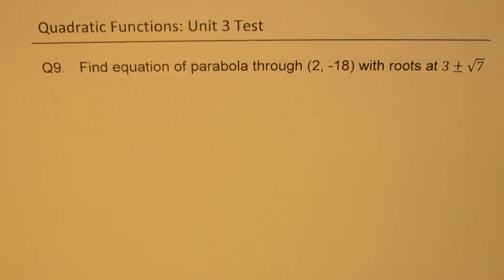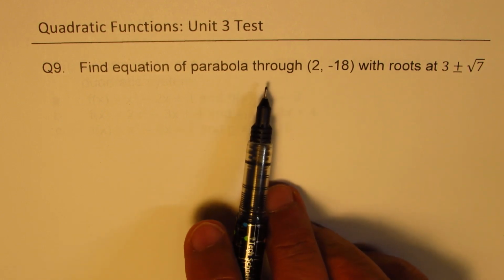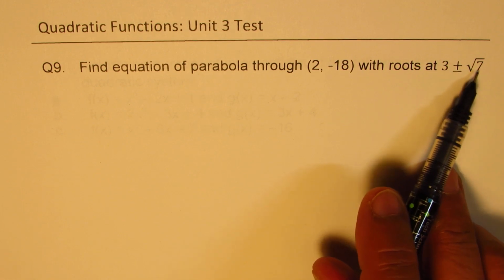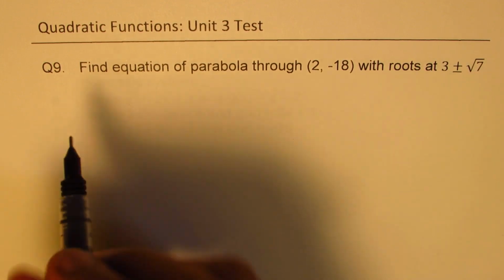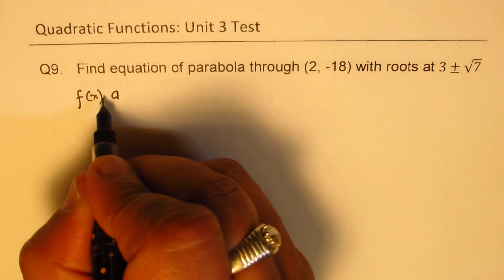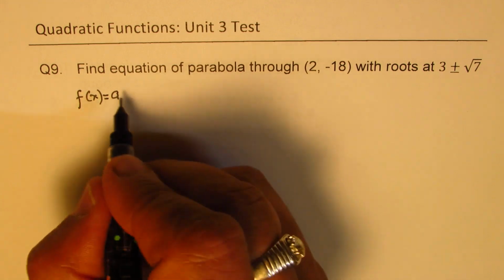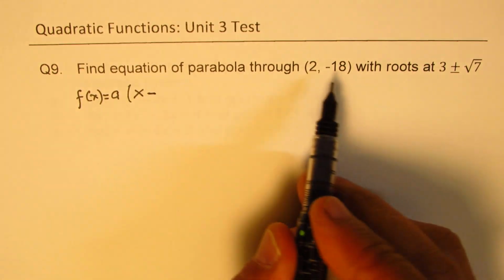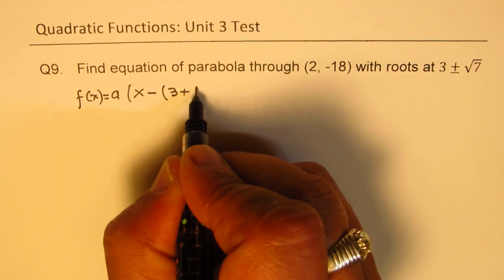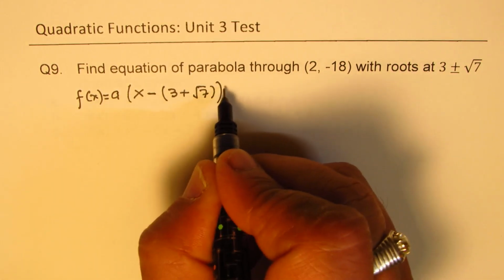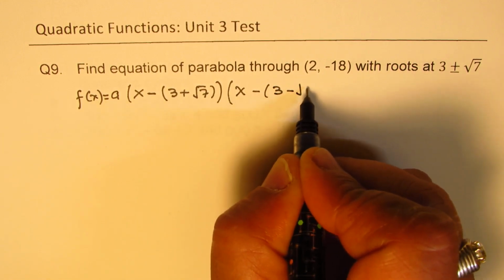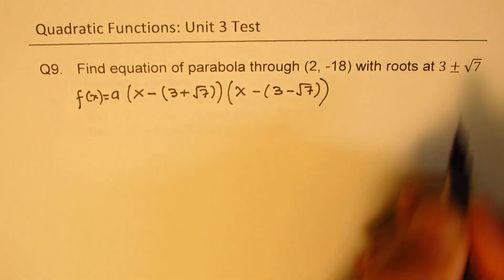Question number 9. Find the equation of a parabola which passes through this point and the roots are 3 plus minus square root 7. Now this becomes slightly difficult. So in this case, we'll still use the same equation, f of x equals a times x minus the root 3 plus square root 7, within brackets, and then x minus 3 minus square root 7, right? So these are the two roots.